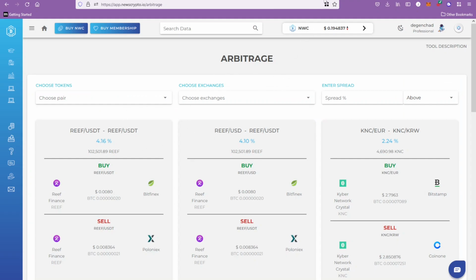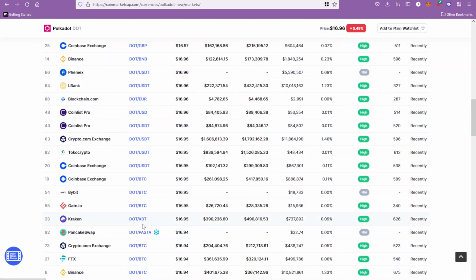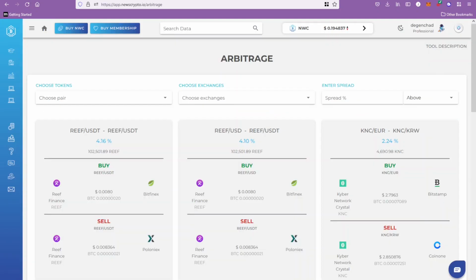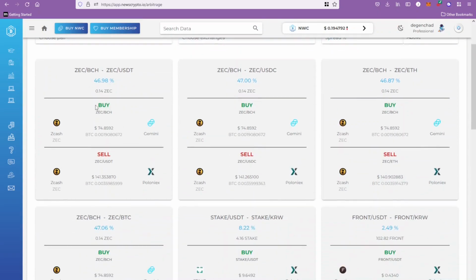Now, like I said before, usually to find these opportunities, you would have to individually go into the coins, have a look at the different markets, and find them manually yourself. Now these guys at News Crypto, they created the platform that does this all automatically for you. So if I refresh the page now, there we go. Exactly at this point in time, there's a 47% price discrepancy on Zcash.